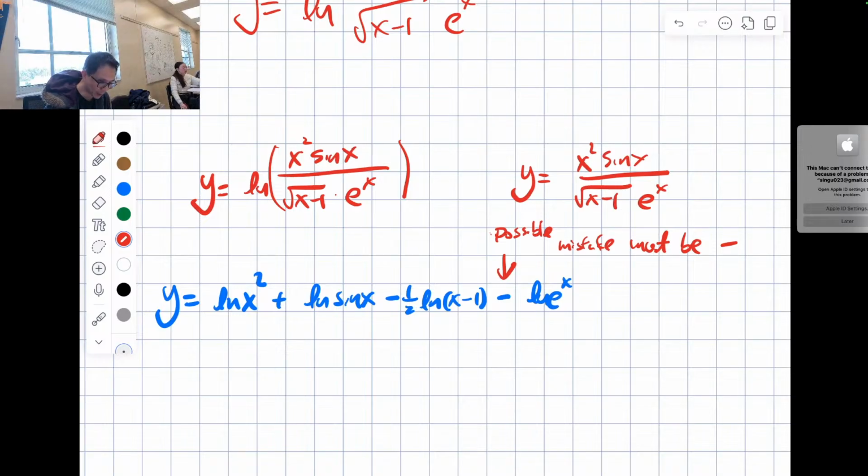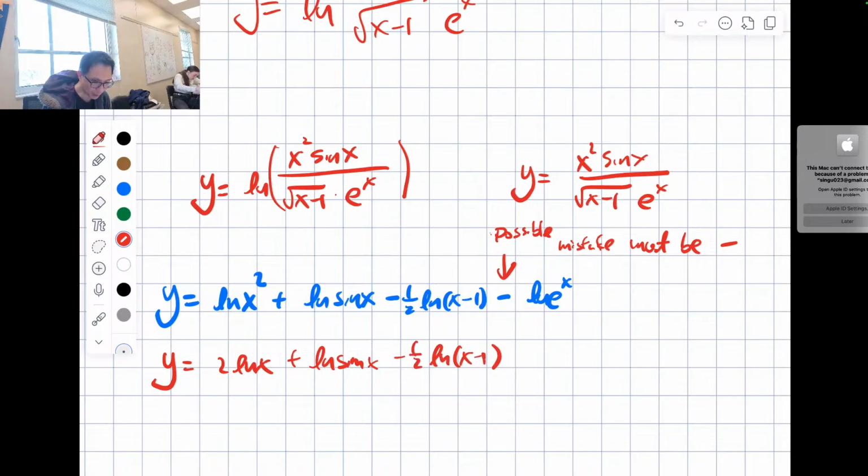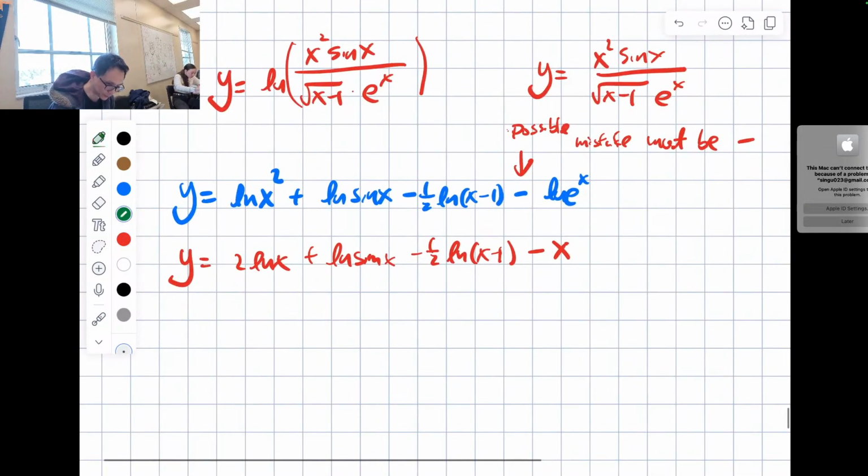Okay, so now I'm going to simplify more. So that's going to be 2 ln of x plus ln of sine of x minus 1 half ln of x minus 1. The last part is ln e to the x. ln and e are inverses of each other, so that's going to be minus x. Is that okay? Now I'm going to take a derivative.